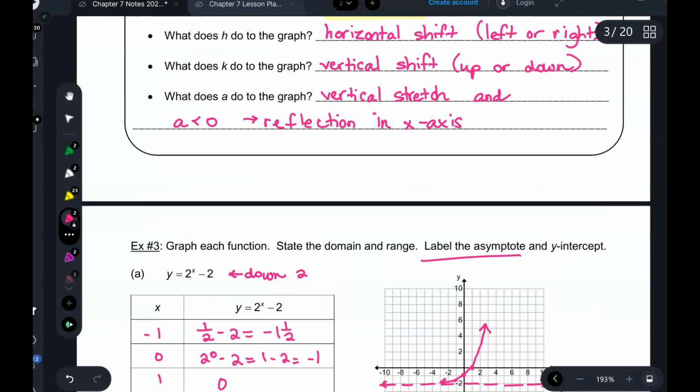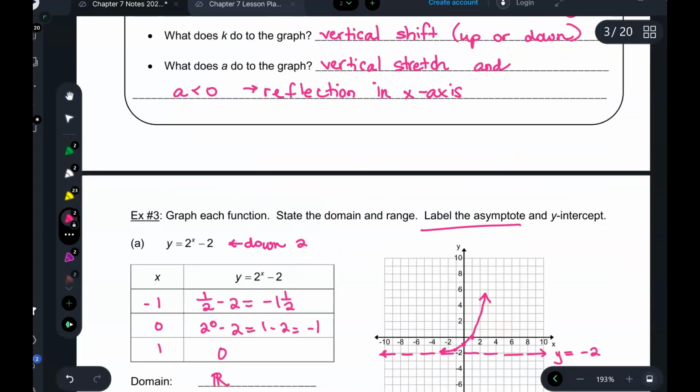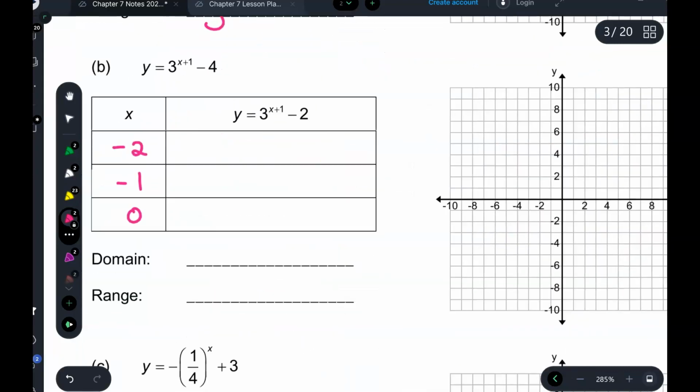Remember on the previous page, what does h do? It moves it left or right. If it was 3 to the x plus 1, that moves it left. But if it was x minus 1, that moves it to the right. So that's positive 1, right? And move it to the right 1? Or this one, it moves it to the left. Yeah, but one time, just one spot.